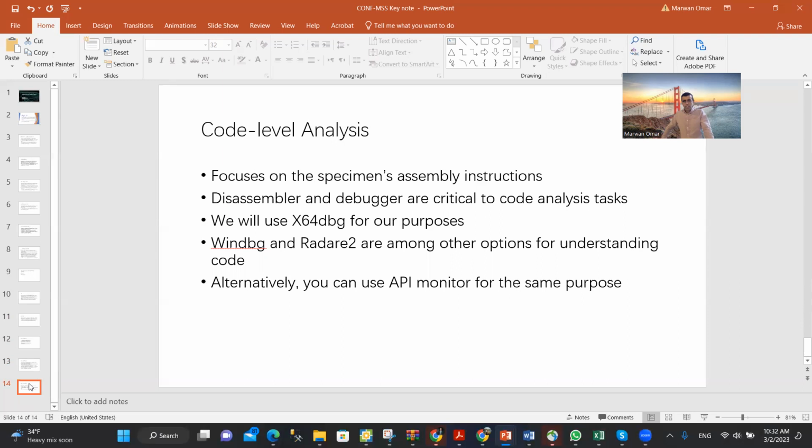We can use x64dbg for our purposes. WinDbg and Radare2 are also among other options for understanding code. Alternatively, you can use API Monitor for the same purpose. So these are some of the tools that we can utilize to help us understand malware on a code level, which is the deepest level of analysis and the most time-consuming.